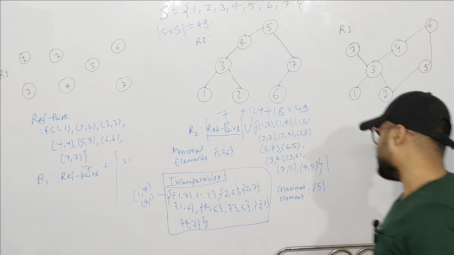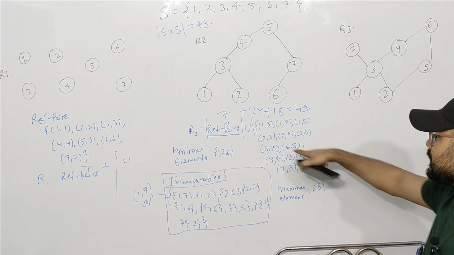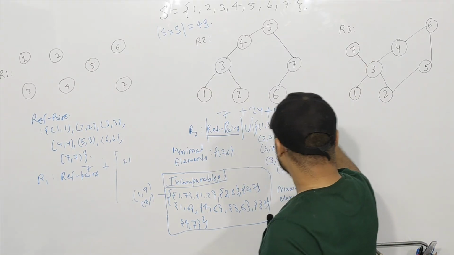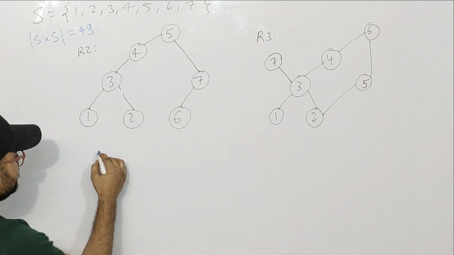Now let's get into this R3. I will erase this one because I have to. Okay, I'm erasing this R2. Now we will see R3. What are the minimal elements in R3?